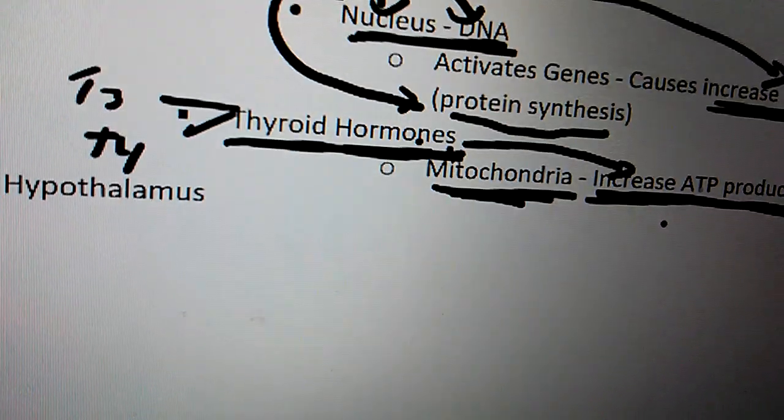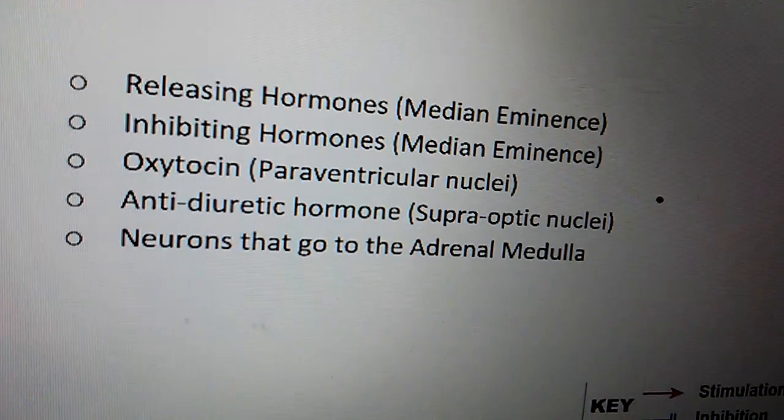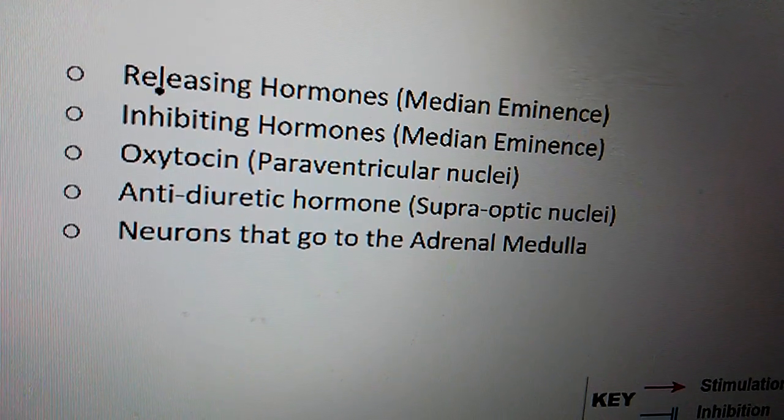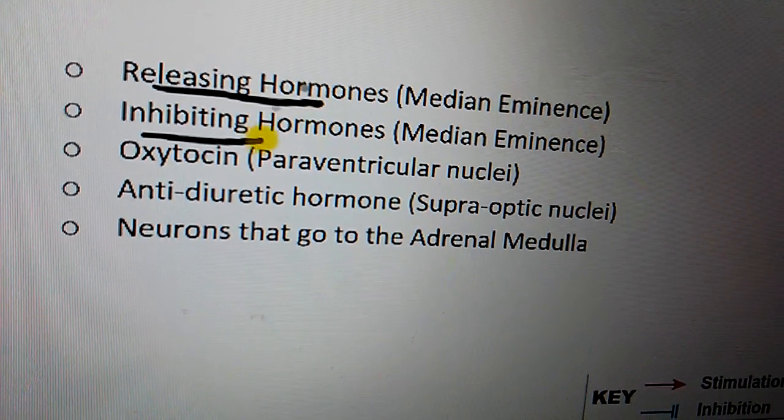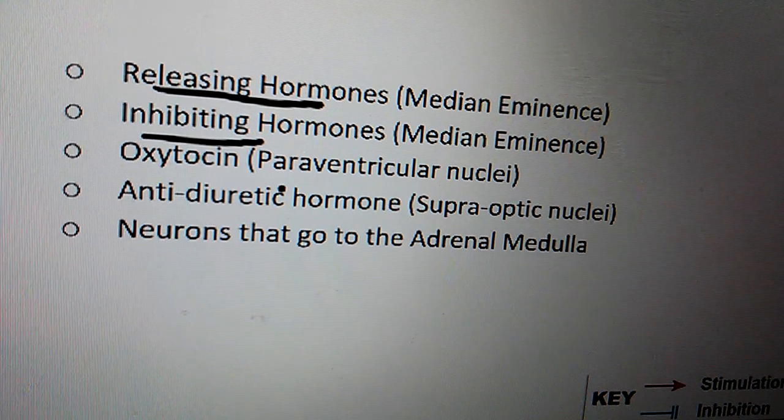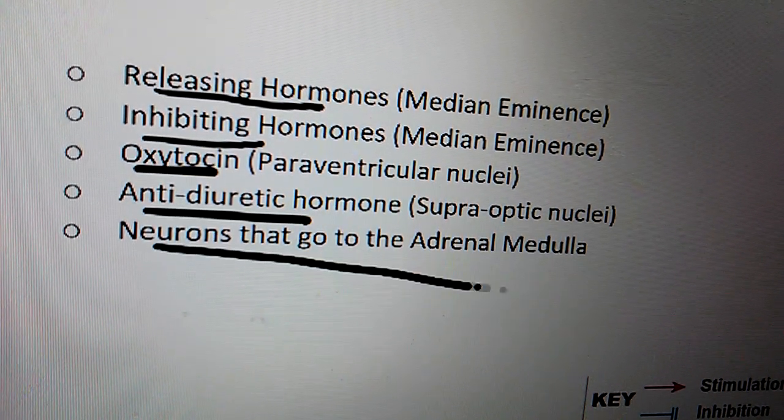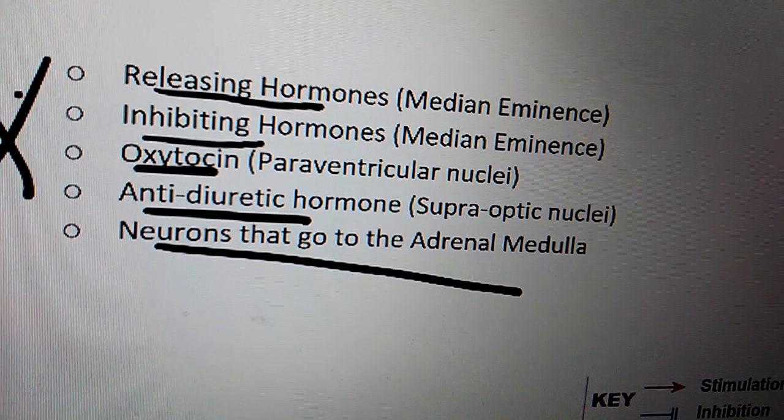The hypothalamus is responsible for producing releasing hormones and inhibiting hormones. Oxytocin and ADH, and neurons that go to the medulla. Definitely know this, guys. TQ this.